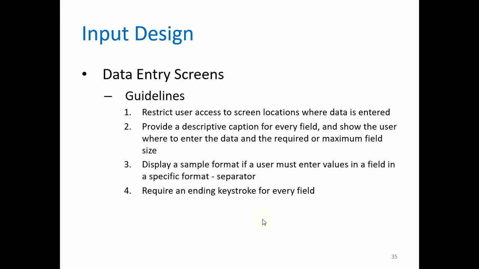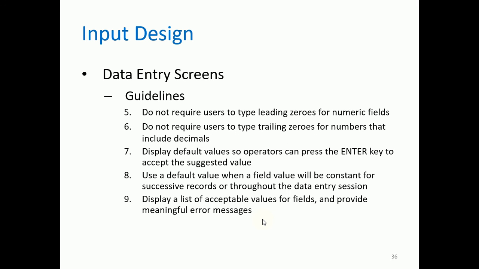For example, after entering the value, the user can press enter or tab so that it will transfer to the next text input field. Number 5, do not require users to type leading zeros for numeric fields. And then number 6, do not require users to type trailing zeros for numbers that include decimals. And then number 7, default values: display default values so operators can press the enter key to accept the suggested value. And then number 8, use a default value when a field value will be constant for successive records or throughout the data entry session. And then number 9, display a list of acceptable values for fields and provide meaningful error messages.